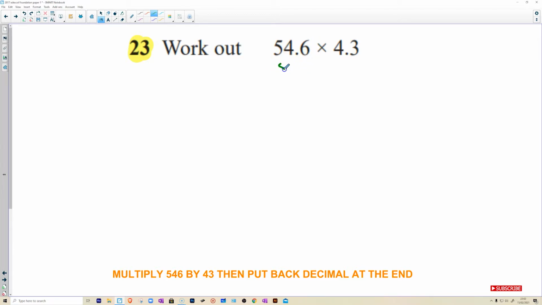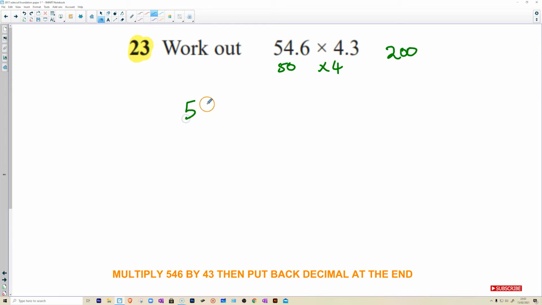So we can do this as 50 times 4. We're just rounding the numbers to get an idea of what the number should be. So 50 times 4 is 200. Now let's do the multiplication of this. I'm going to use the grid method.